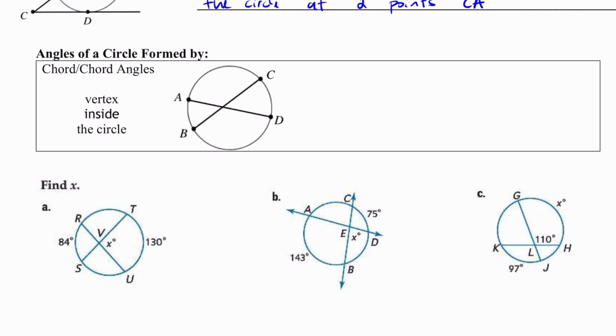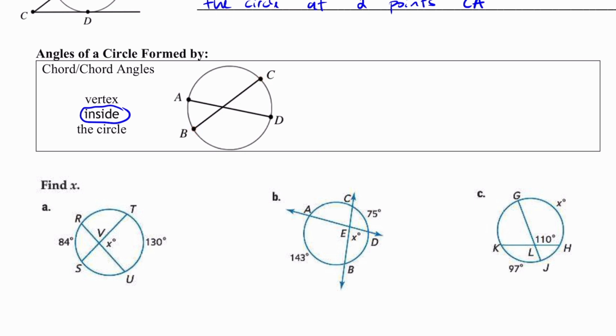So let's look at this. Angles of a circle formed by chords. If we have chord angles, these angles are inside the circle. So I have a chord. Remember, a chord is essentially a segment where the endpoints are on the circle. So here's my segment, and those endpoints are on the circle. And that applies to this segment over here because the endpoints are on the circle.